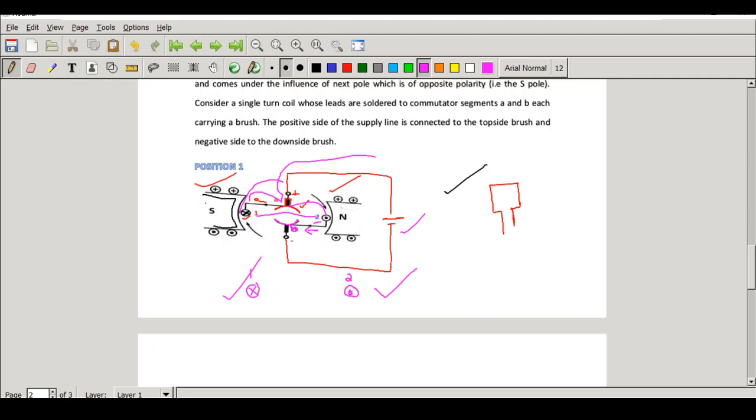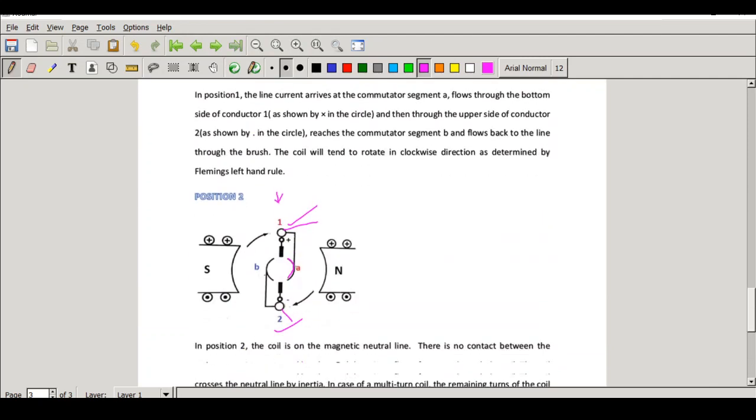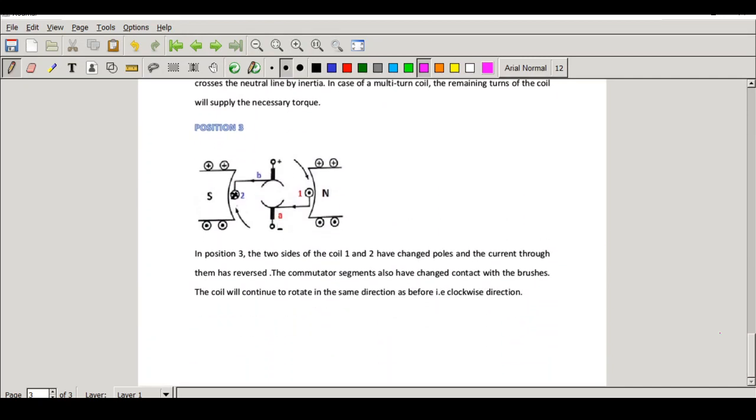So that is the function of the commutator. Now this has to reverse because previously, if you see here, the conductor 1 was under the influence of the south pole. Okay, now when it moves and comes here, it will come under the influence of the north pole. So what will happen that time? That is actually shown in this position. See here, now the conductor 1 is coming under the influence of the north pole, and the conductor 2 is coming under the influence of the south pole. What about the commutator? See, the commutator A reached here now. Commutator A is connected to conductor 1, right? And commutator B is connected to conductor 2. It also changed the position.